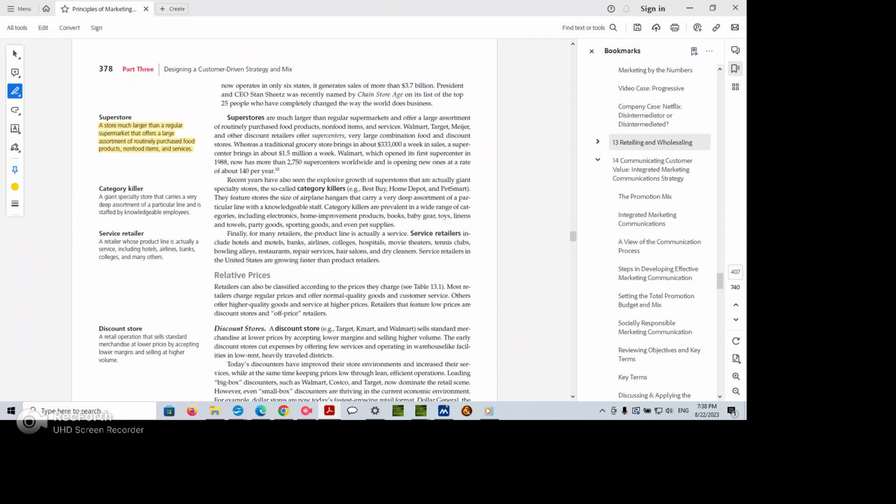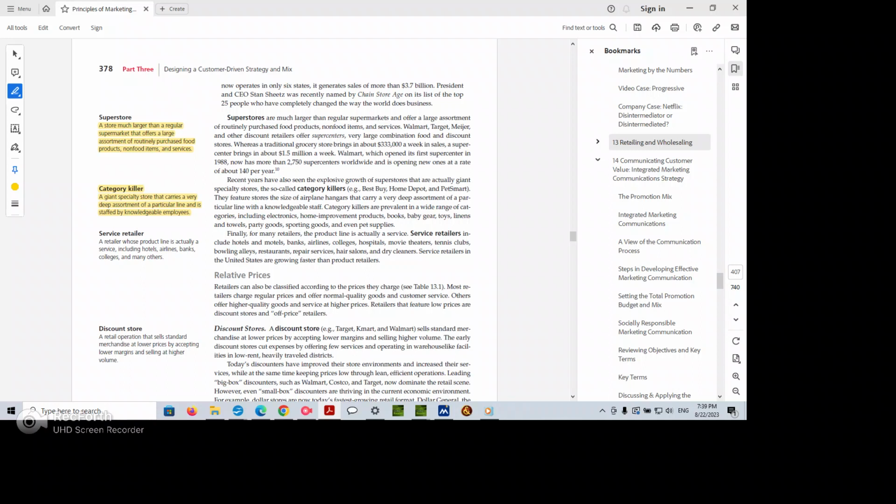Remember that a category killer is a giant specialty store that carries a very deep assortment of a particular line and is staffed by knowledgeable employees. Okay. So that's like a specialty store, if you think of it, right? So if you think of your bookstore, your hardware store, right, they specialize in one kind of thing, very deep in it, because that's their niche.